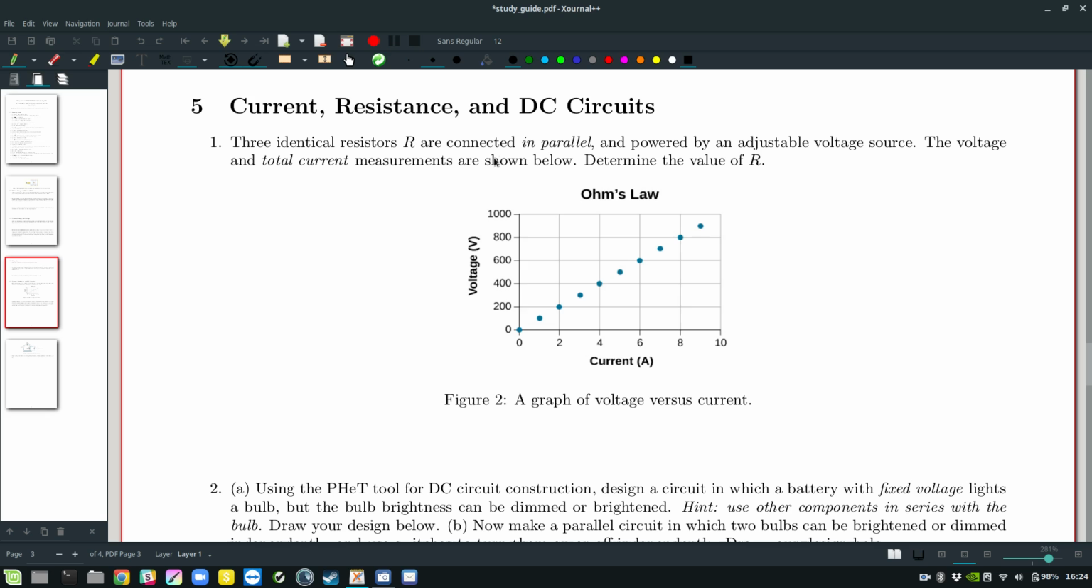Three identical resistors are connected in parallel and powered by an adjustable voltage source. The voltage and total current measurements are shown below. Determine the value of R. So the value of R is the individual resistance.